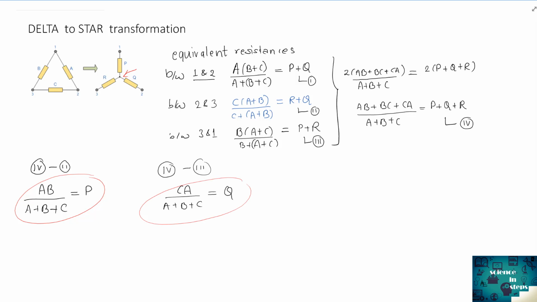So now if you want R, you can similarly do 4 minus 1, and as we have already understood the pattern, R is the resistance between 3 and the common node in star configuration, and that must be equal to the product of adjacent resistances to node 3 in delta configuration, which are B and C. So it will be BC divided by A plus B plus C. So guys, we have our equivalent resistances P, Q, R in terms of A, B and C. So now given a delta configuration, we would be able to convert this into star transformation.